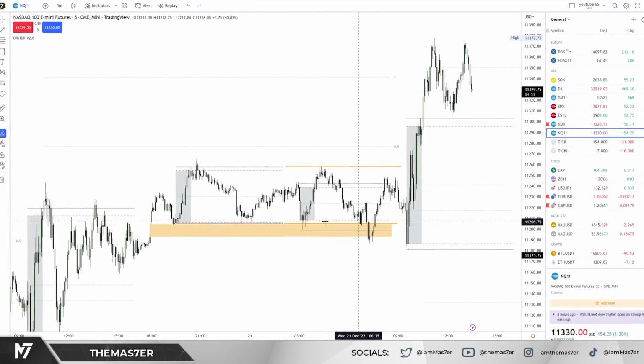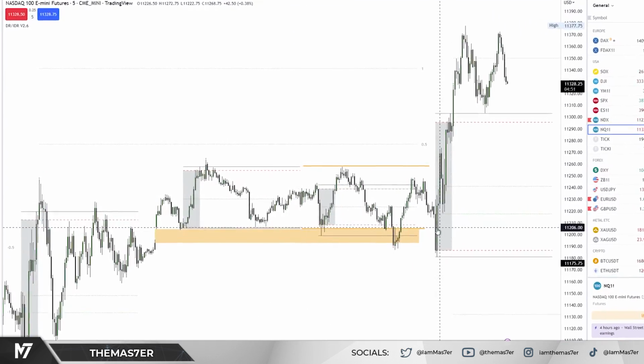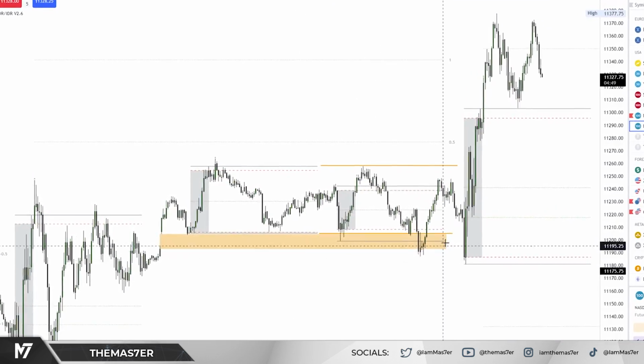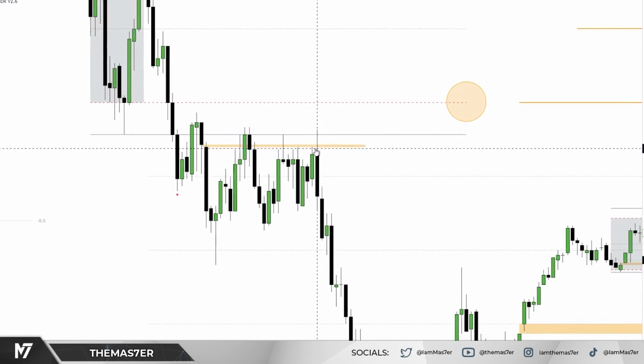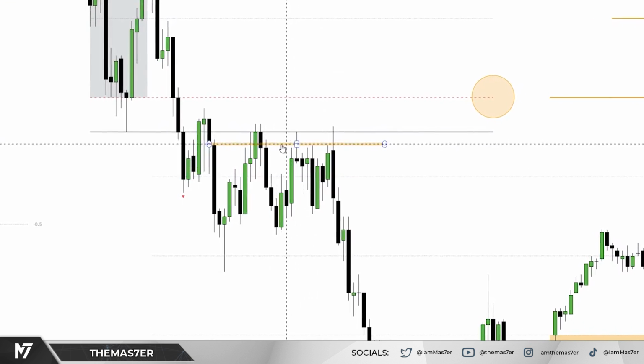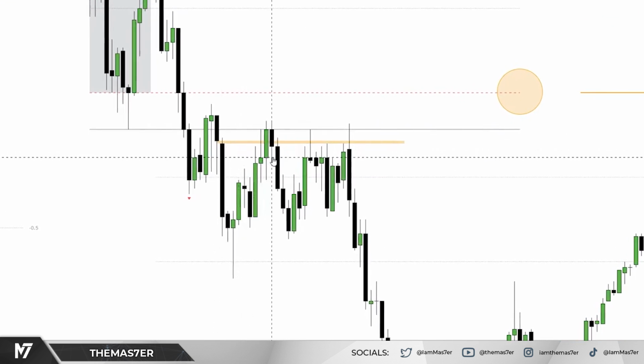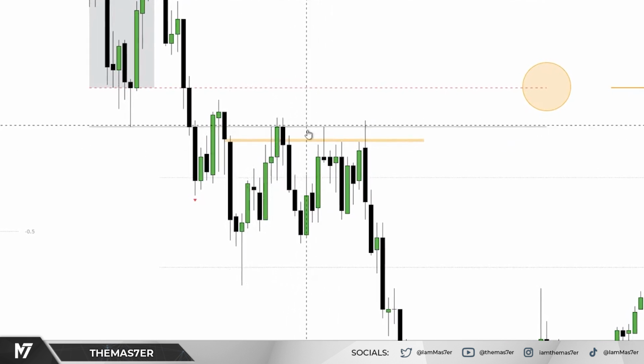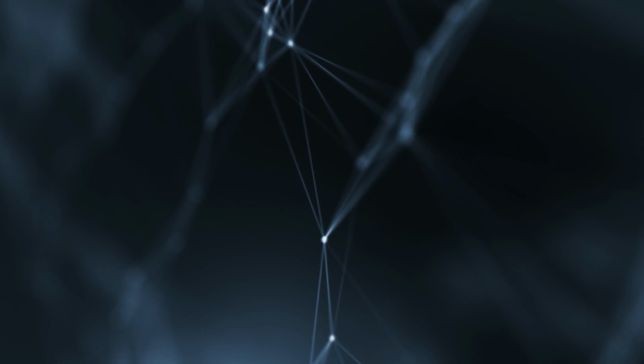What is happening here? The algo in Nasdaq is just sweeping low after low after low. But look closer, look really close, guys. It's not only after filling this volume imbalance. What does it do on top of the rejection over here?